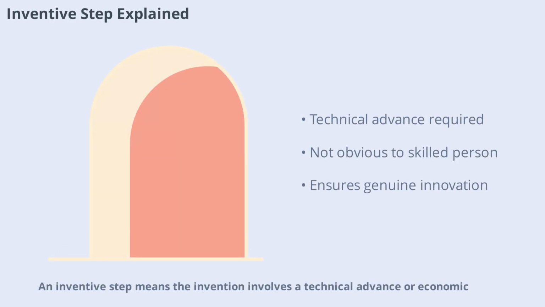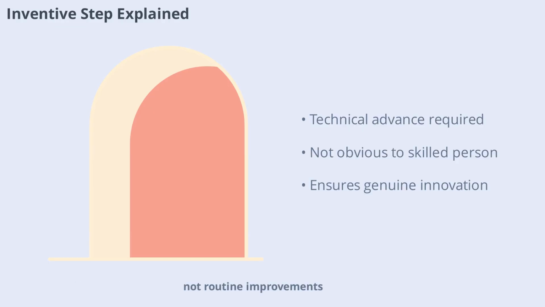Inventive step means the invention involves a technical advance or economic significance and is not obvious to a person skilled in the art. The law considers whether the invention would naturally suggest itself to someone with ordinary skills in the field. If the solution is complex and requires multiple decisions, it is less likely to be obvious. This requirement ensures patents are granted for genuine innovations, not routine improvement.